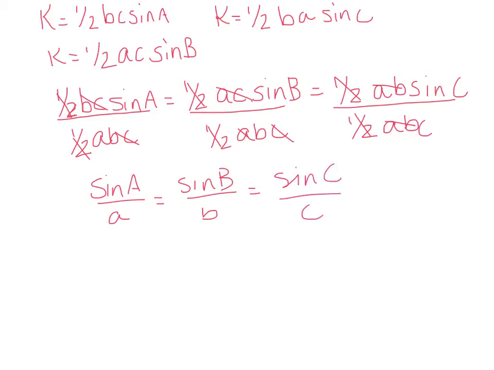over c. The reciprocal of the law of sines is also true. a over the sine of A is equal to b over the sine of B, and that's equal to c over the sine of C. The reason that you might choose one form over the other is so that you don't have variables in the denominator.